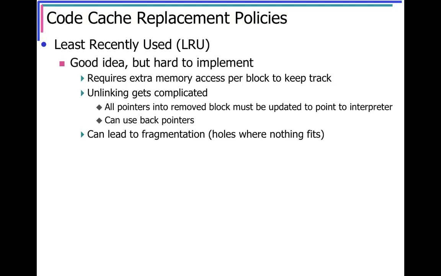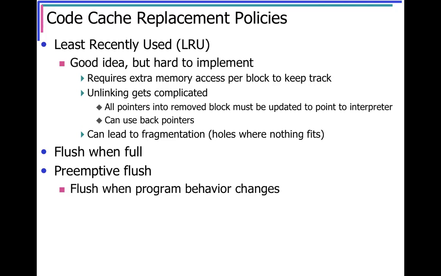When we have traces that are linked together, this gets really complicated because we have to figure out who's linked to whom and figure out who to kick out together. It also can lead to fragmentation, holes where nothing will fit in the code cache, just like we discussed in our garbage collection lectures.